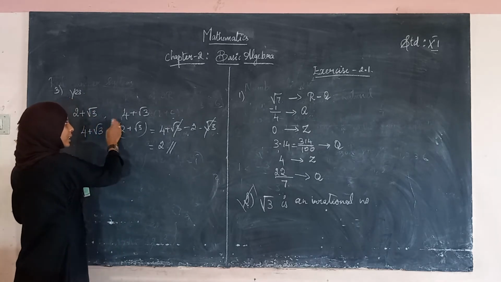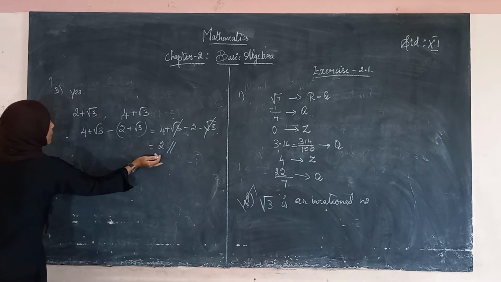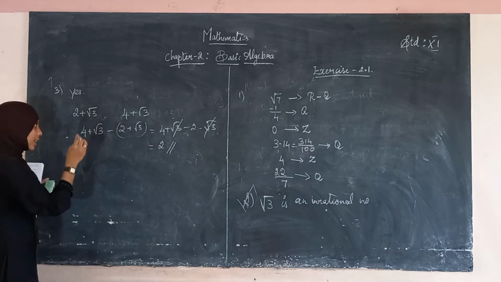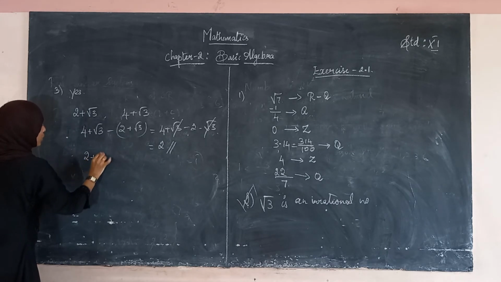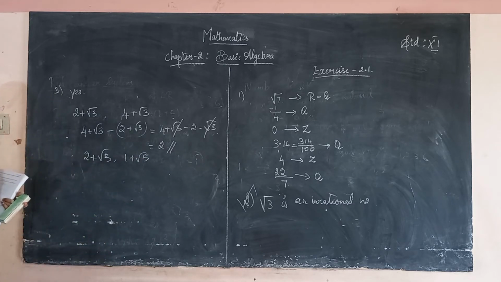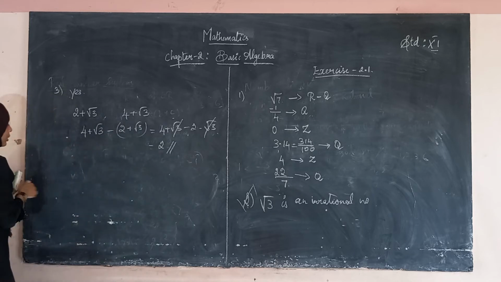Therefore, when finding the difference between two irrational numbers, we can get a rational number. So, we can take some other elements too. 2 plus root 5, 1 plus root 5. If we take the difference it will be 1. Okay. So, I have given an example for this. Now, the fourth sum.